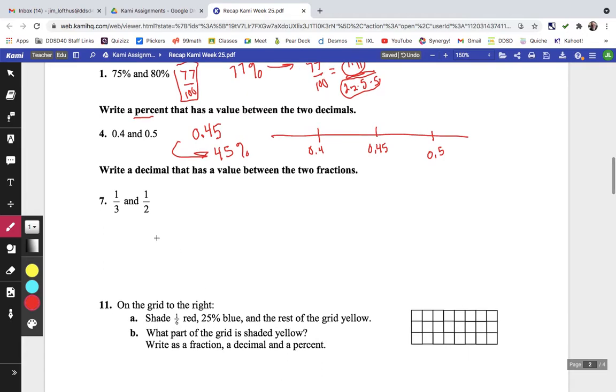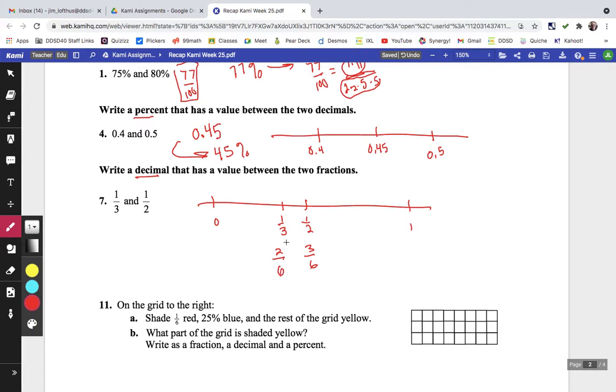Now we're going to write a decimal that has a value between the two fractions. So if I was to make a number line, start at 0, put a 1 there, cut it in half, and then 1/3. One thing I could do is make these sixths. So this would be 3/6, and this would be 2/6. 2 times 3 is 6, 2 times 1 is 2.